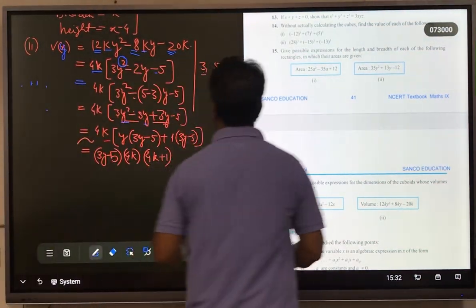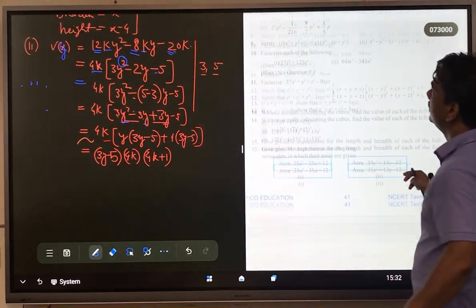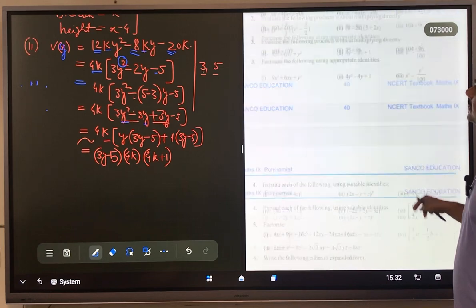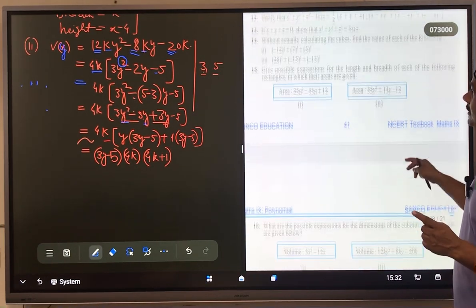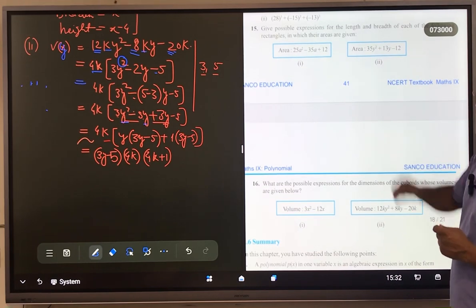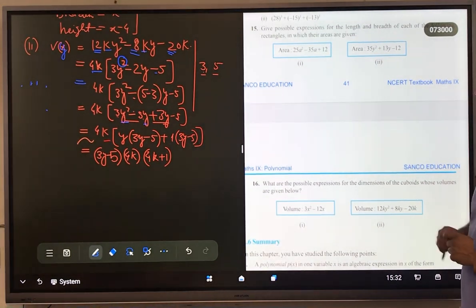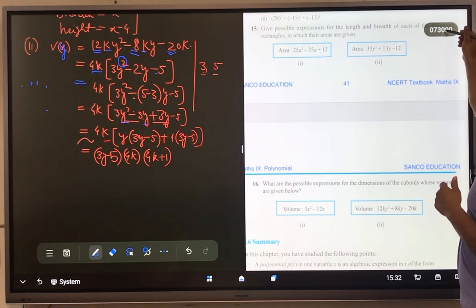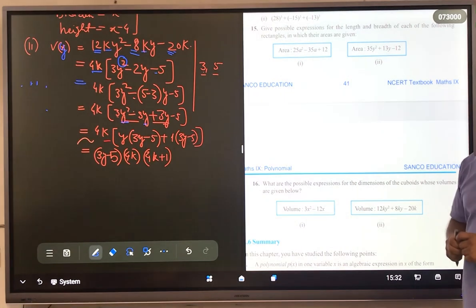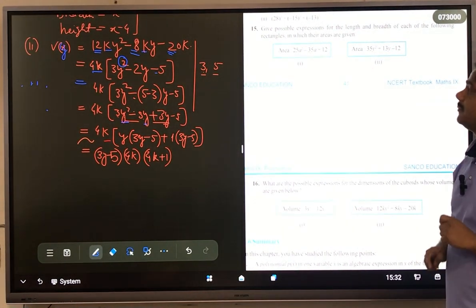So what we have discussed here is NCERT exercise 2.4. Yesterday I gave the assignment, question number 15 and 16. Question number 15: give possible expressions for the length and breadth of each of the following rectangles in which their areas are given. Here the area polynomial is given.